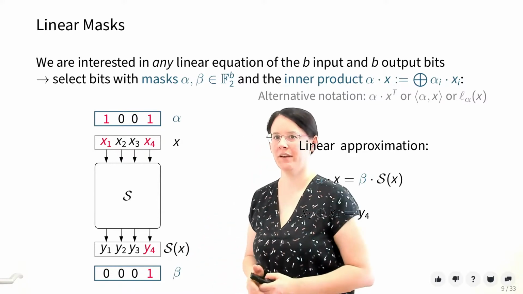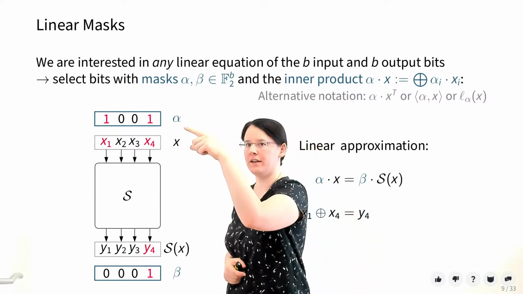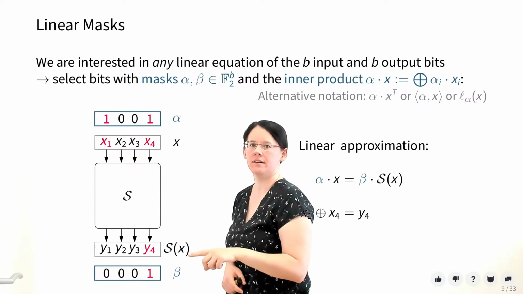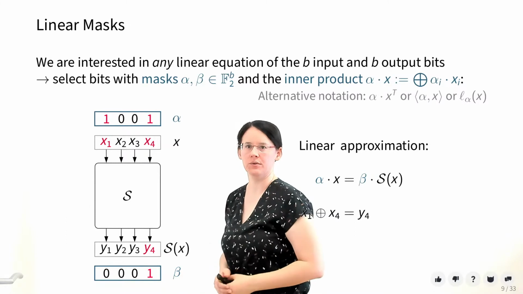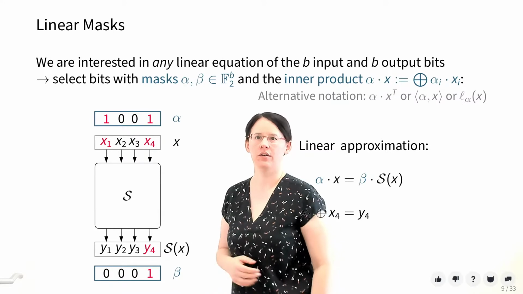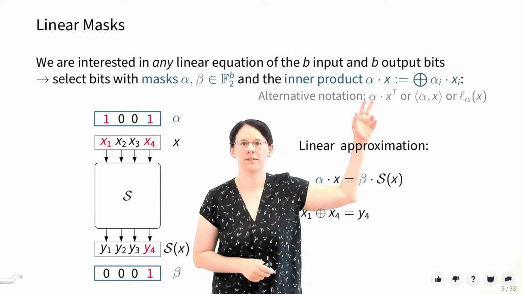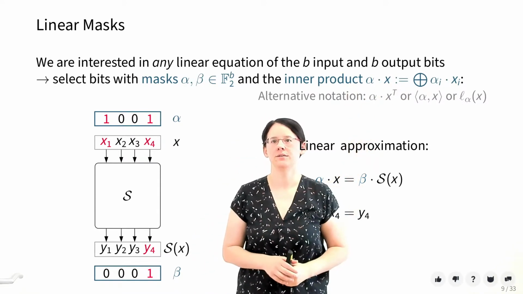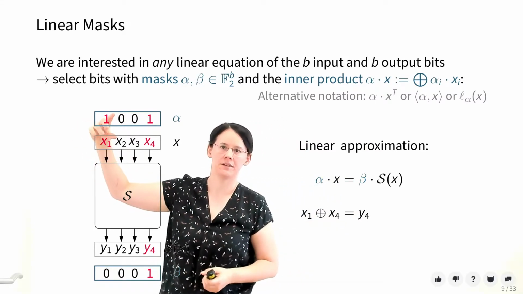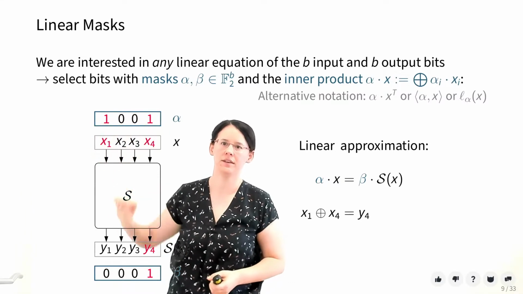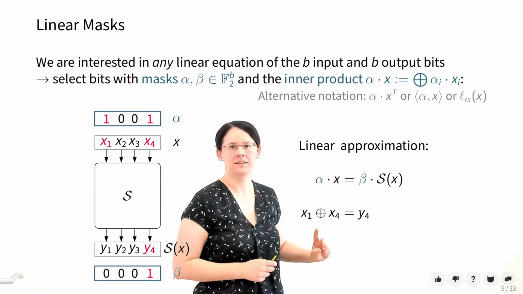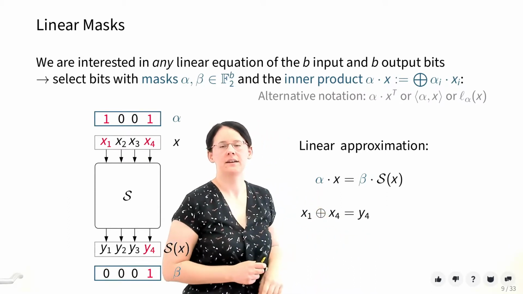So the previous example here would correspond to a mask of alpha equals 1001, selecting the first and last bits, and an output mask of 0001. And this is how we can write down our relations. We're going to write it with the help of this inner product here. So the XOR of this mask bit times this input variable, this mask bit times that, and so on, XOR together, and the same thing for the output. And so in summary, this equation here can be written like that.